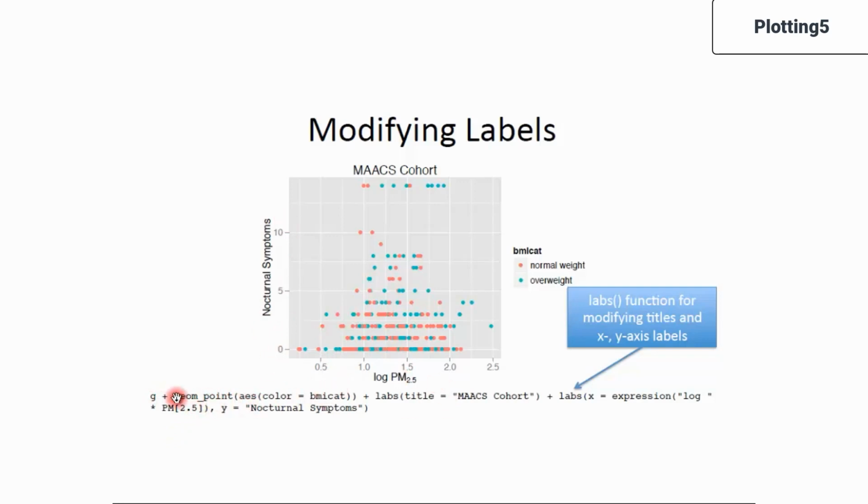g plus geom_point with color BMI cat, color differentiated with BMI category, plus labs of title MMACS cohort, which is the title of the slide, and plus labs of x equal to expression, the x-axis being modified as log star PM 2.5, and y equal to nocturnal symptoms. So that's the reason you are able to get the titles assigned properly to those labels.